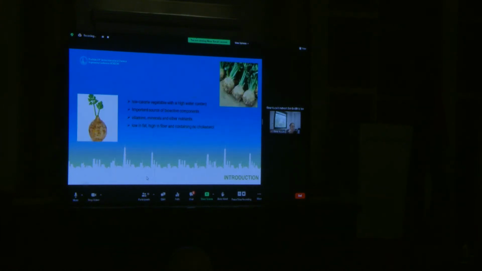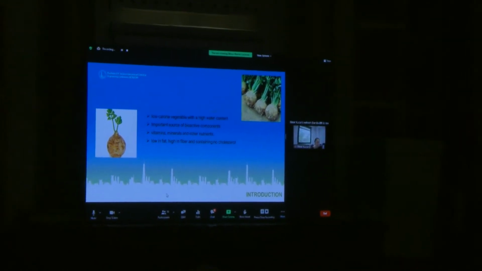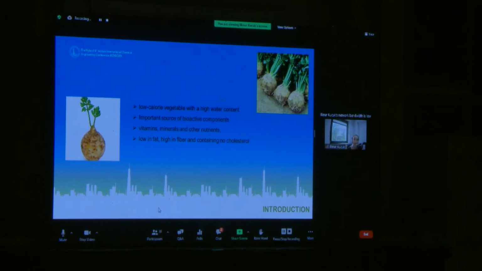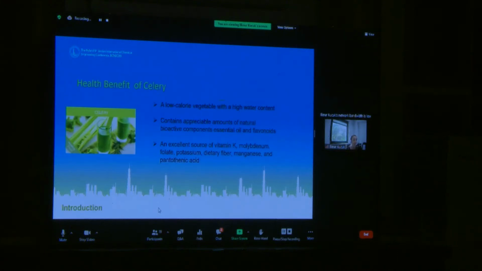Celery is a low-calorie vegetable with a high water content. It contains an appreciable amount of nutrients, essential oil, and is also an excellent source of vitamin K, potassium, and some dietary fiber. At this point, it's good to say a few things about the benefits of celery. Celery has been widely used in the human diet for a long time because it's an excellent source of protein, vitamins, and other nutrients, while being low in fat and containing no cholesterol.